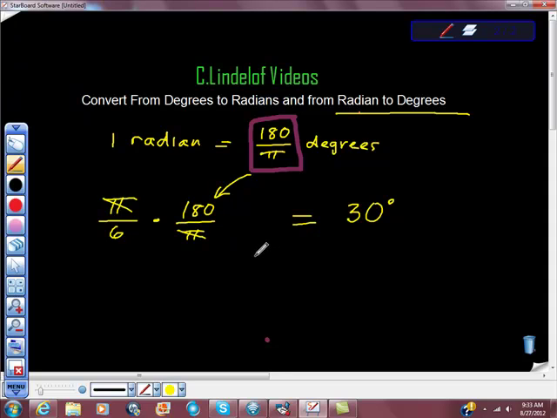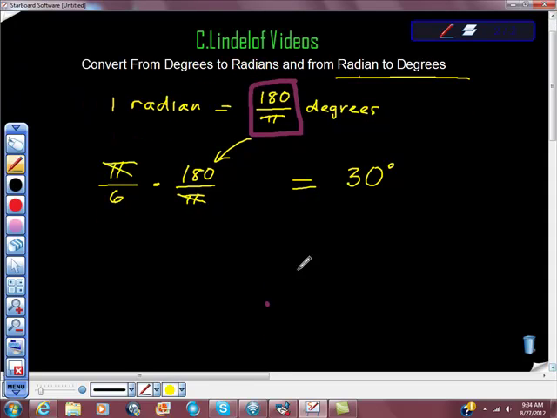Let's try this one. Let's try 3 pi halves. So here's a second example. So I take 3 pi halves radians, and I want to know how many degrees is that. So how many degrees? This is the question. Same thing. Take our conversion unit, put it here, and multiply, and we're going to get our answer that way. So this is what we're going to do. We're going to use 180 over pi.